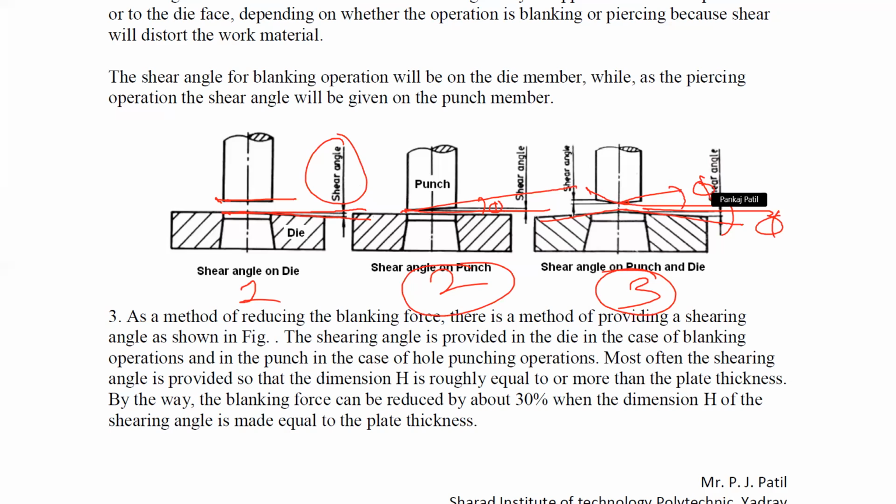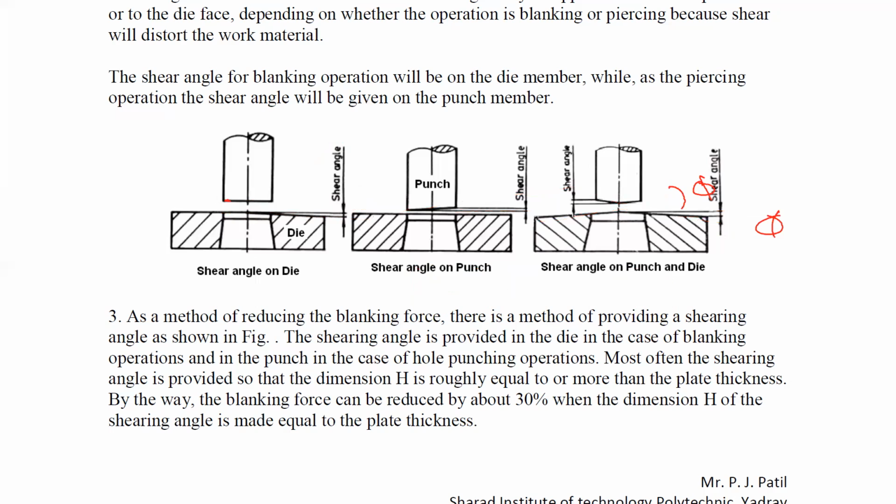What is the purpose of providing the shear angle by means of grinding? Whenever you are performing the operation, the force gets reduced. So how does this force get reduced? If you observe carefully, consider this is a punch, and this is a die, and a stock material has been placed over here. You can clearly observe that this is a shear angle provided to the punch.